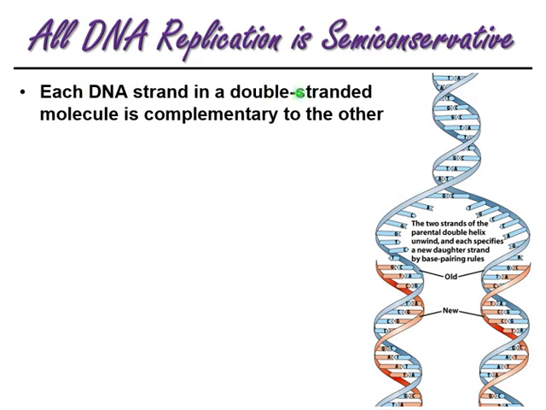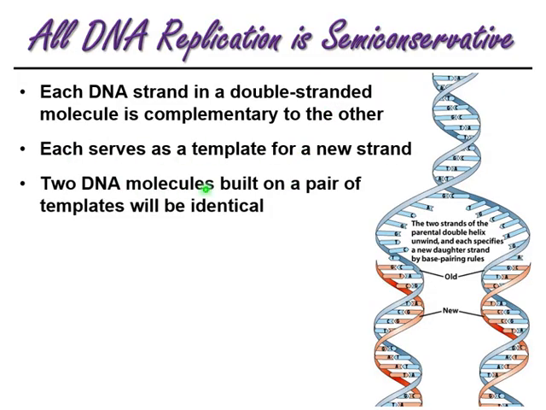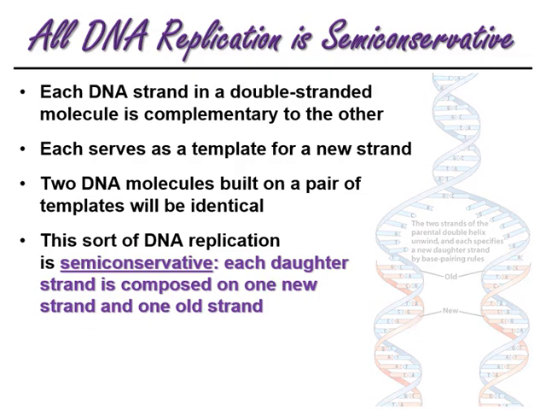So each DNA strand in a double-stranded molecule is complementary to one another, and each can serve as a template for a new strand. So 2 DNA molecules can be built on a pair of templates, and they'll be identical. These DNA molecules are going to be identical to one another. This sort of DNA replication, the one that's shown in this image, is semi-conservative, as I've said earlier. So here it is in a bullet point. Semi-conservative means each daughter strand is composed of 1 new strand and 1 old strand. Half old, half new, as I call it.